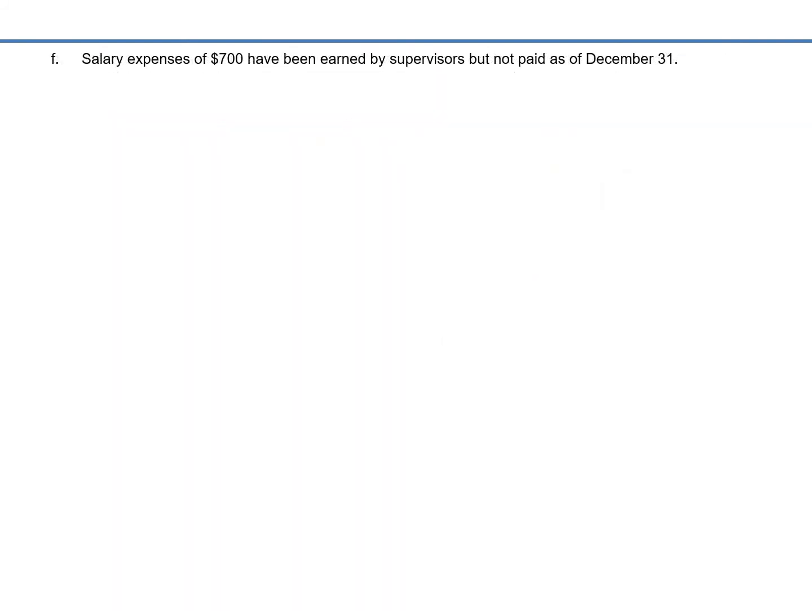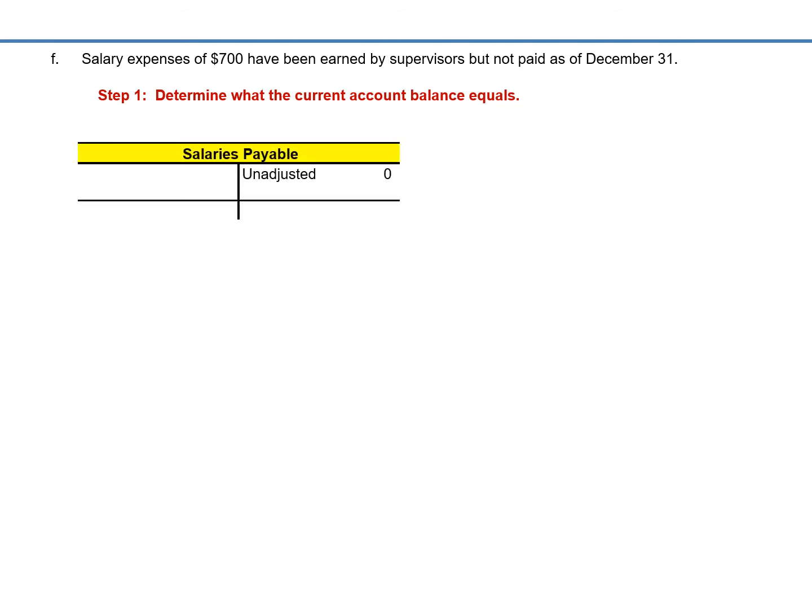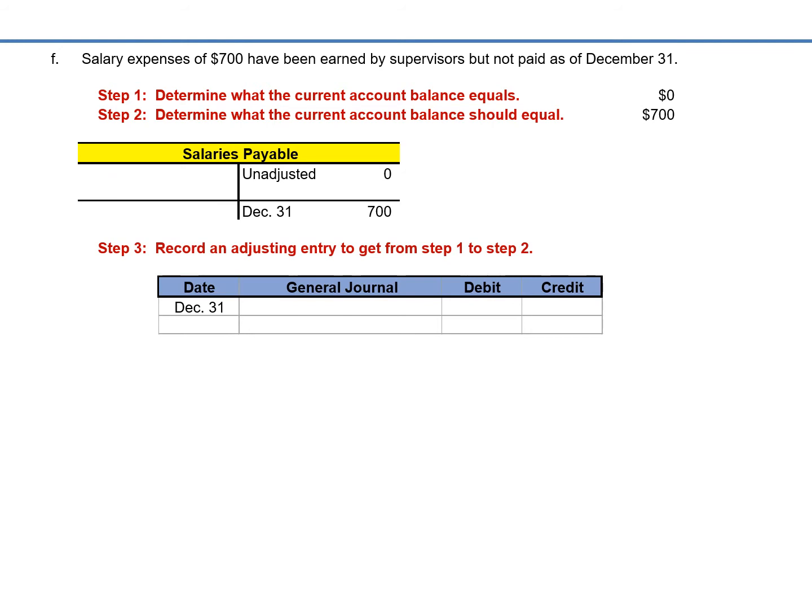All right, last one, letter F, salary expense of $700 has been earned but not paid. Well, just because it hasn't been paid doesn't mean that you don't have to recognize the expense in the current period, right? So what is our balance in salaries payable? Zero, but it should be $700. To increase liability accounts, we credit. So we credit salaries payable and we debit salaries expense.